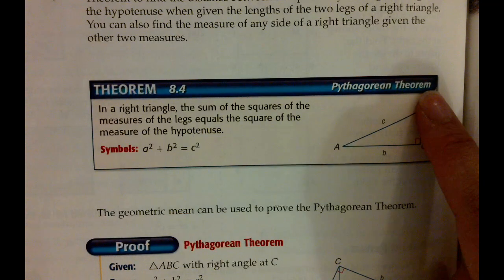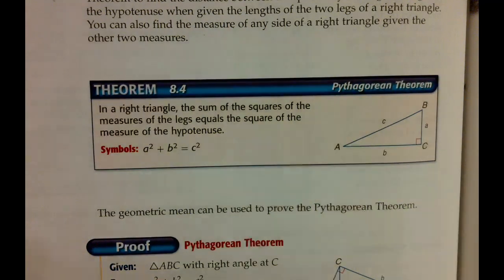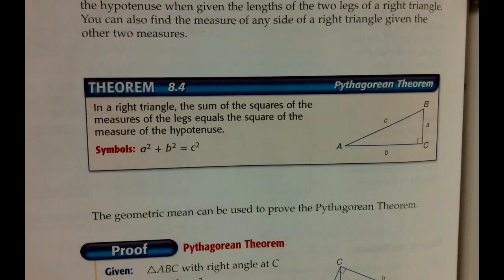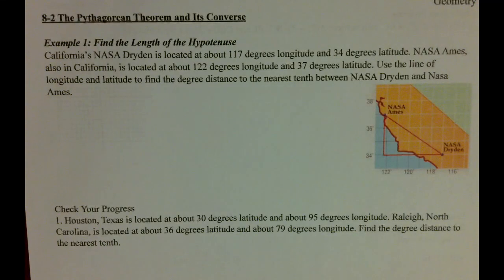And again, the hypotenuse is the side that is across from the right angle. It's also going to be the longest side of your triangle. So with that in mind, we're going to get started with example 1.